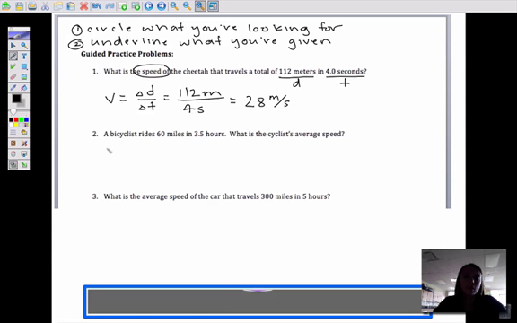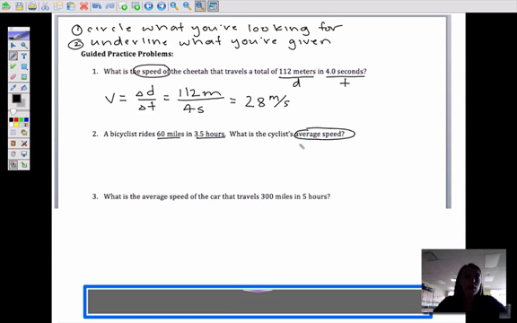The second problem asks, remember the first time we read a problem, we don't mark anything. A bicyclist rides 60 miles in 3.5 hours. What is the cyclist's average speed? Okay, now that you've read it once, you should read it again and mark stuff. So you're going to circle what you're looking for and underline what you're given. A bicyclist rides 60 miles in 3.5 hours. What is the cyclist's average speed?